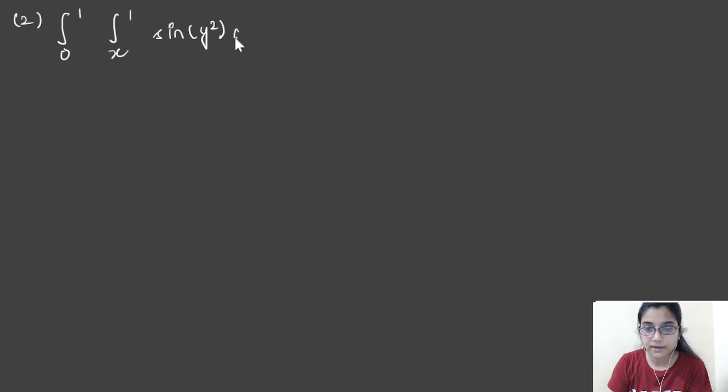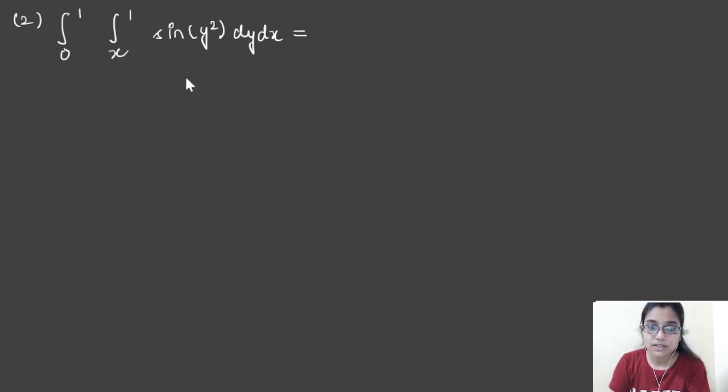Question number 2 is, they have given from 0 to 1, then from x to 1, here we have sine y square, then dy dx is equal to. And for the slightly older questions, like before 2015, I am not mentioning the years, but for those questions which are from 2015 to 22, I'll definitely write down the year from which I have taken.